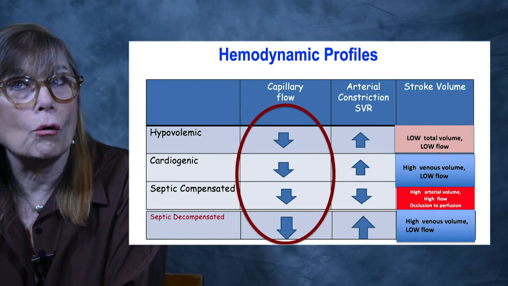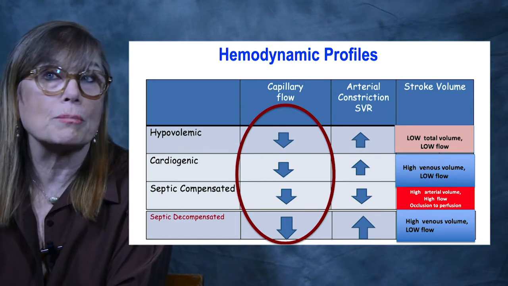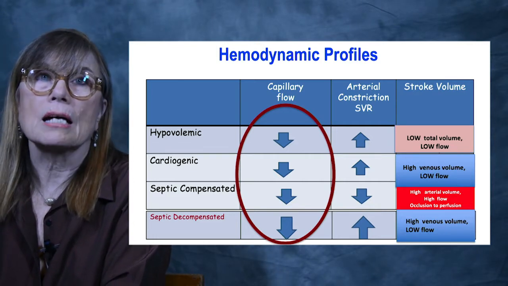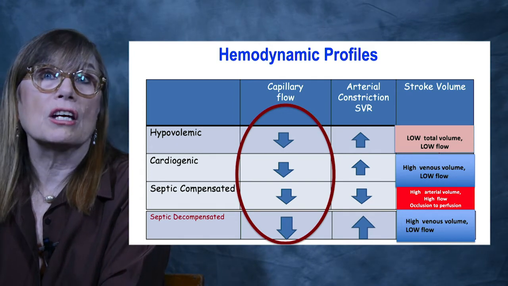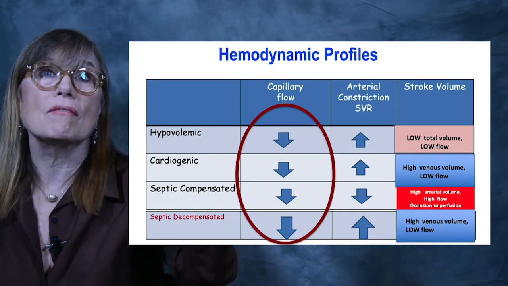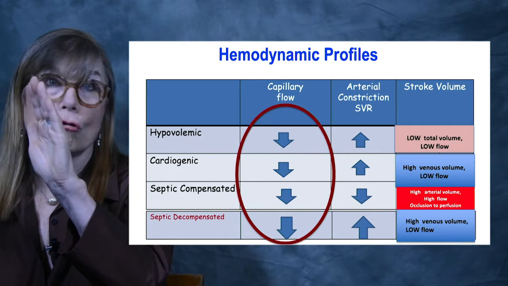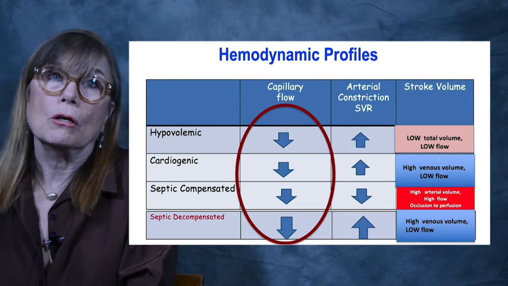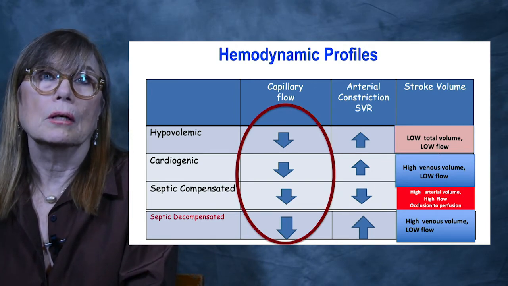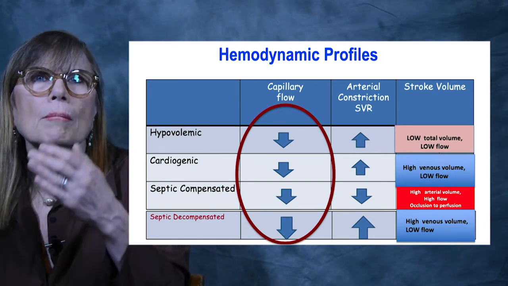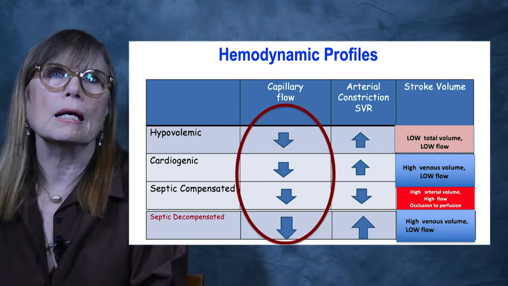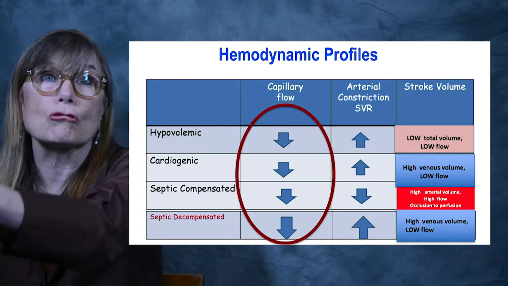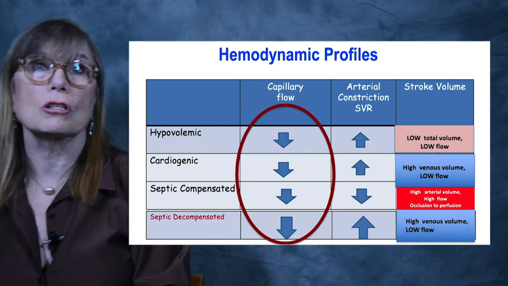Vasodilation and low SVR in compensated sepsis, but in decompensated sepsis, high SVR. And the difference is that in compensated sepsis, you have a high flow, a high stroke volume and a high cardiac output. And in decompensated sepsis, you now have cardiogenic shock. That's so incredibly important because if we can identify patients early, we can actually support them effectively with appropriate therapy designed to treat their problem, not just their symptom.